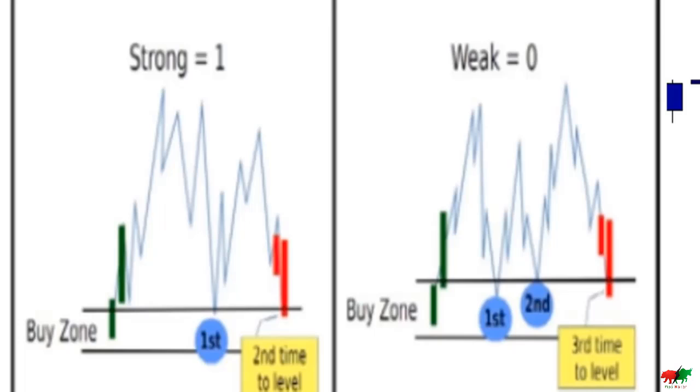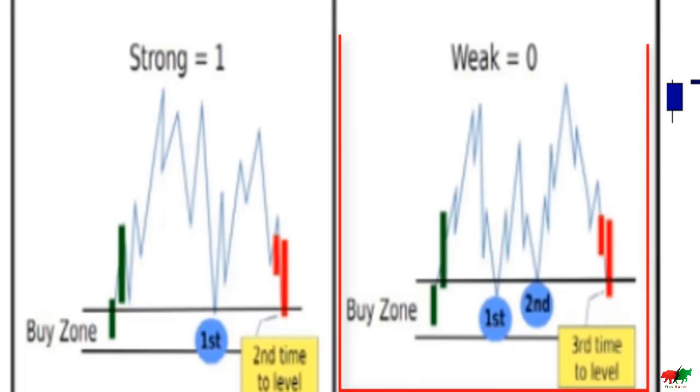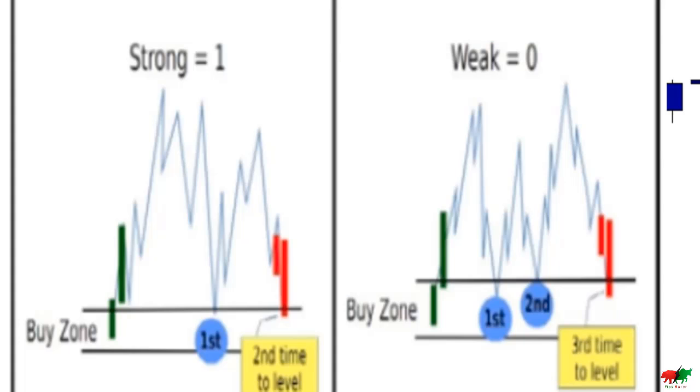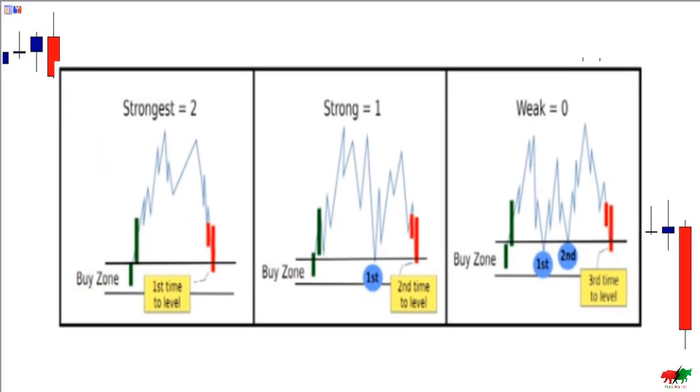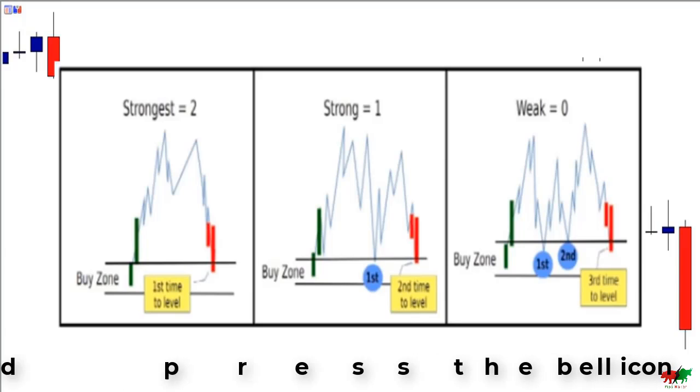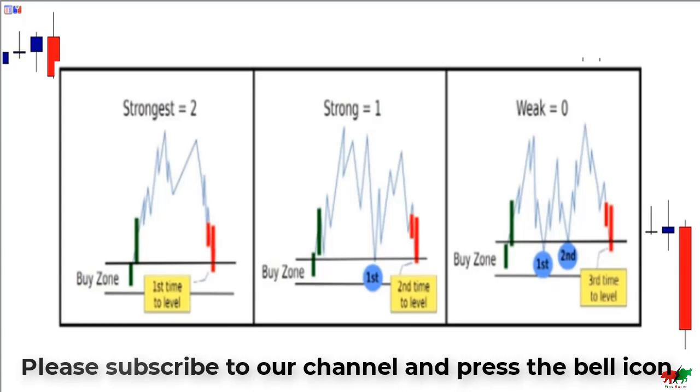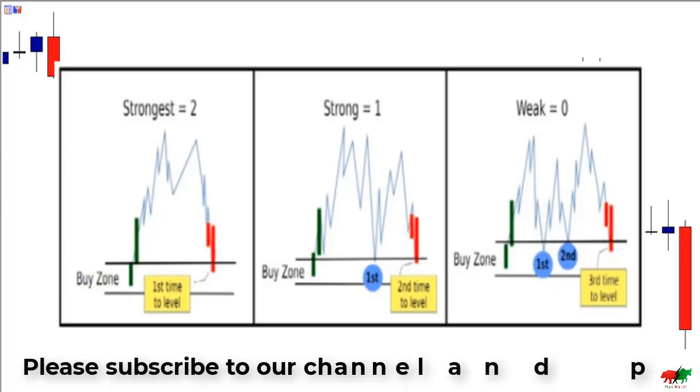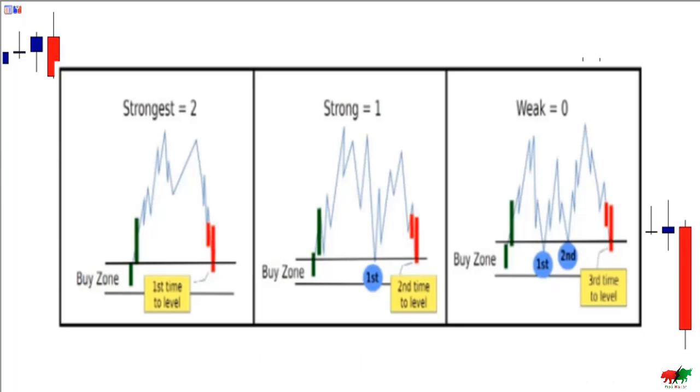The third zone is weak and it should be ignored because it is tested a couple of times, and the greater the number of times the zone is tested, the more likely it is to break. So to determine whether the zone is fresh, you should see how many times the level is tested. If the zone was tested more than twice, you should ignore it. Let me give you some real chart examples.